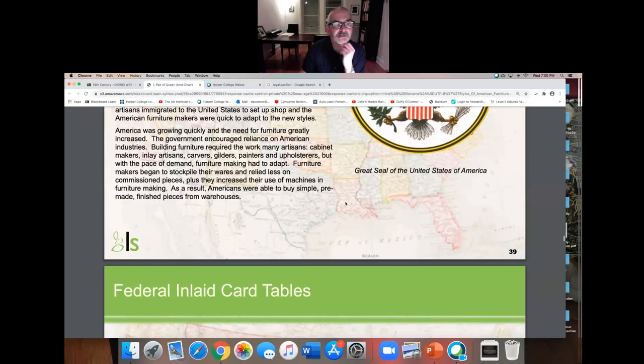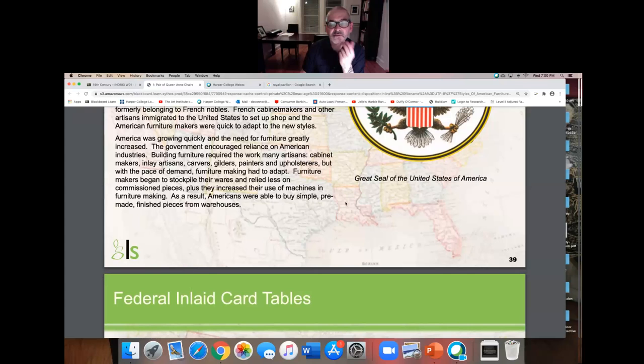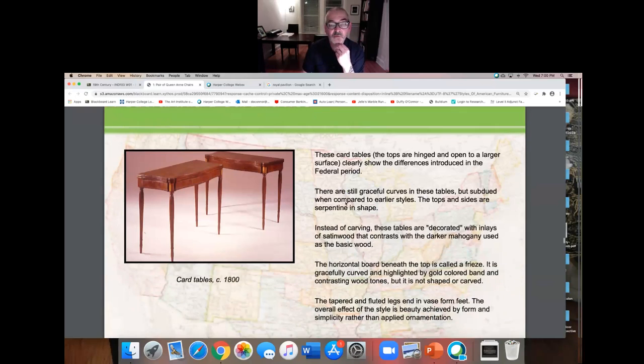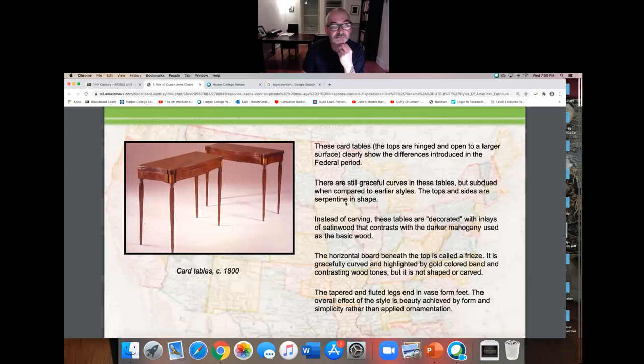So some of this is already getting to be, the United States was created at the end of the 18th century. So we're already getting into some of the piece-made factory production. But compared to today's standards, some of this stuff I'm sure would still be quite nice.